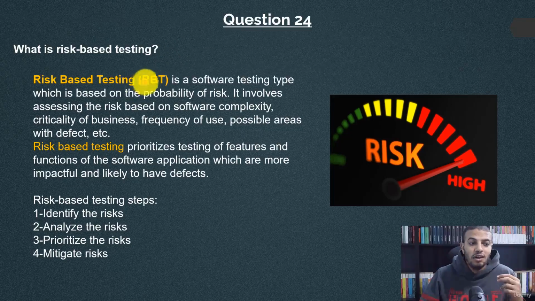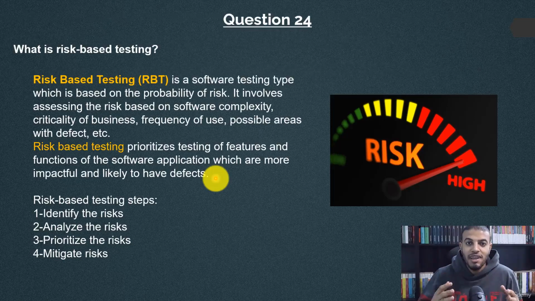Another important question is, what is risk-based testing? So risk-based testing, or RBT, is a software testing type that is based on the probability of the risk. So in risk-based testing, we prioritize our test cases based on their risks. So first, we begin to assess our risks based on the software complexity, the criticality of the business, the frequency of use, and the possible areas that might include defects. And like we said, risk-based testing prioritizes testing of features and functions of the software which are more impactful and likely to have defects. So if a function has a high impact on the software, it will have a higher level of risk. If it is likely to have more defects, it also will have a higher risk.